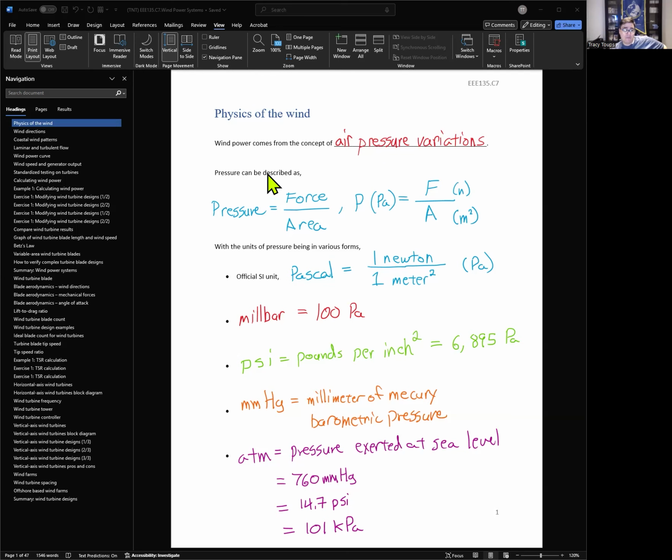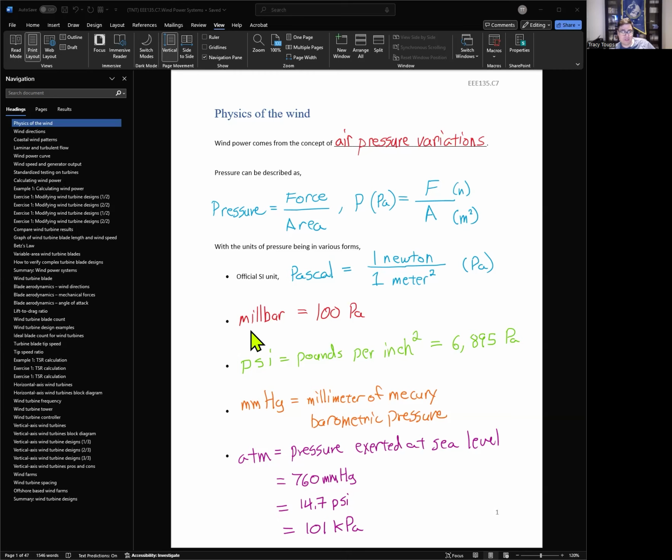Now, pressure can be described as force over an area. So you think of a specific area and there's a force pushing in on it. That's how much pressure there is. High pressure means you're getting squished. Low pressure is kind of wavy and open air. Force is always in newtons and area is in meters squared. Now, there are many different units to describe pressure. The official SI unit is called a Pascal, which is 1 Newton over 1 meter squared.